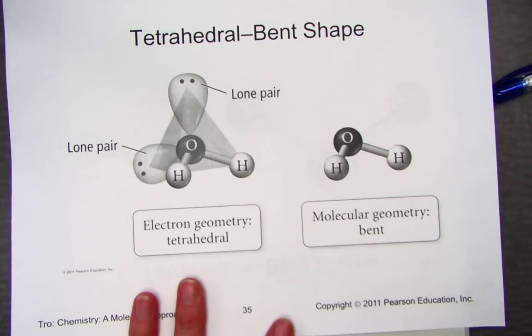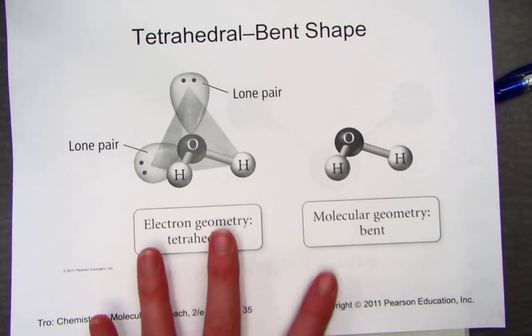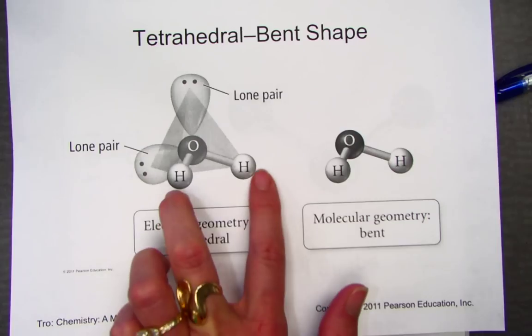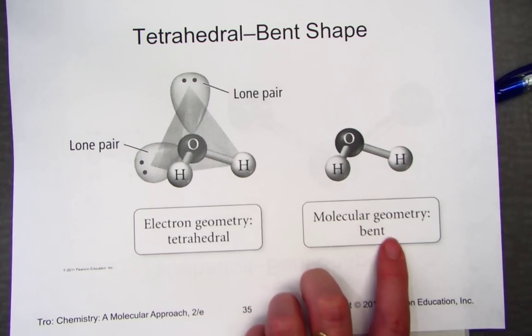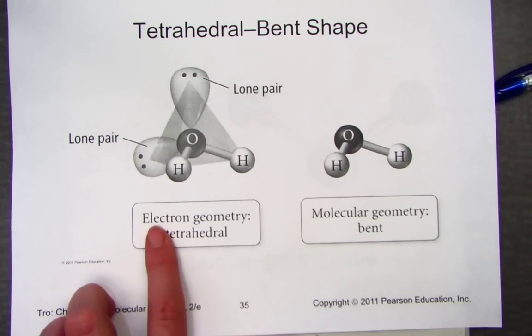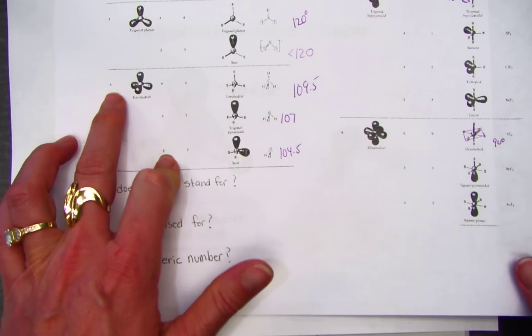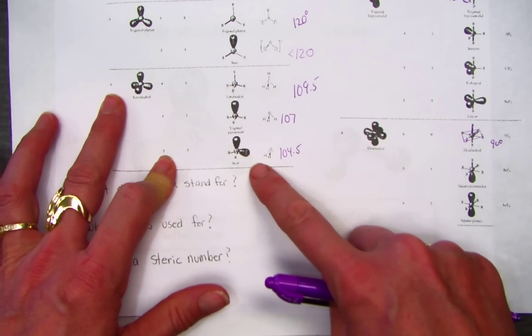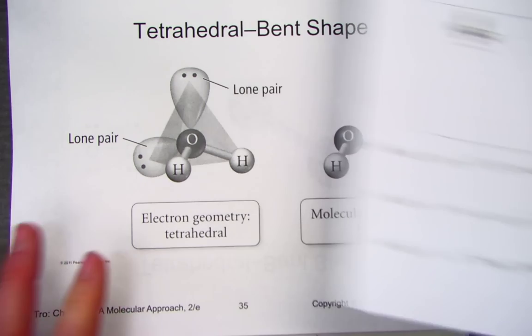A second derivative of the tetrahedron could be a bent shape. And again, here's a water molecule showing 2 lone pairs of electrons with the connected hydrogens. The molecular geometry ends up bent. The electron domain geometry is tetrahedral. When I have 4 electron domains, 2 are bonded, 2 are not bonded, we have a bent molecule. Predicted bond angle, 104.5.